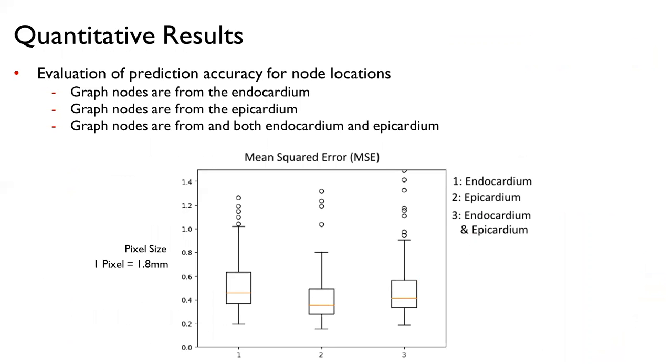We compare 3 cardiac structure graphs and measured the predicted node location against the ground truth using the mean square error. Graph nodes from the epicardium have the least MSE and achieve better predicted performance. Here, one pixel size is 1.8 millimeters.